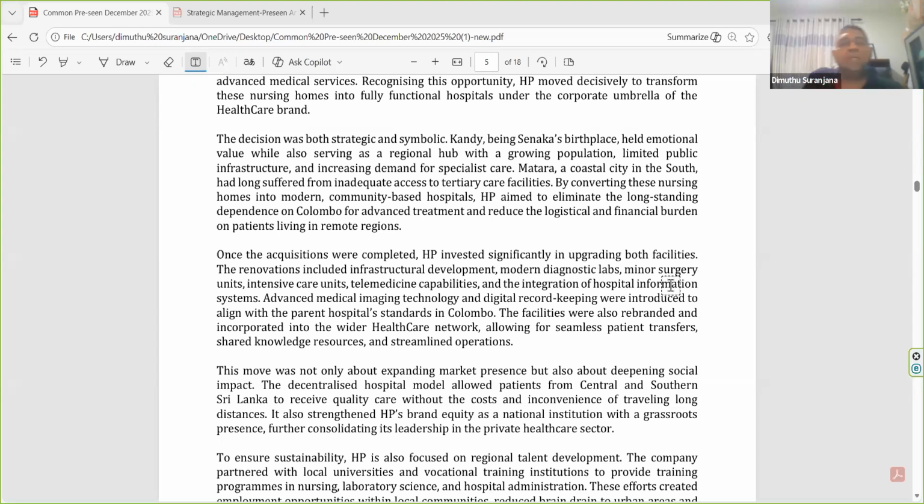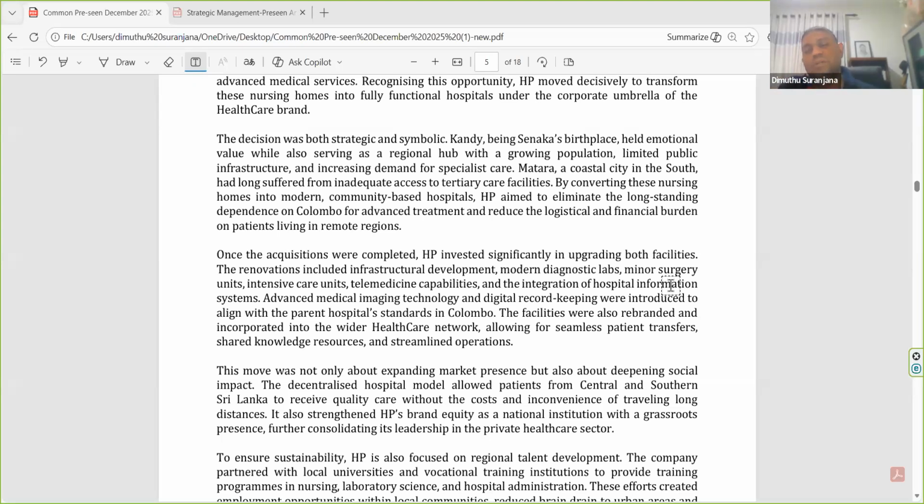Once the acquisition was completed, HP invested significantly in upgrading both facilities. They invested more, probably in equipment, right? The renovations include infrastructure development, a modern diagnostic lab, a minor surgery unit, an intensive care unit, telemedicine capabilities, and the integration of hospital information systems. These are some of the things they have introduced. The surrounding infrastructure was improved, right?